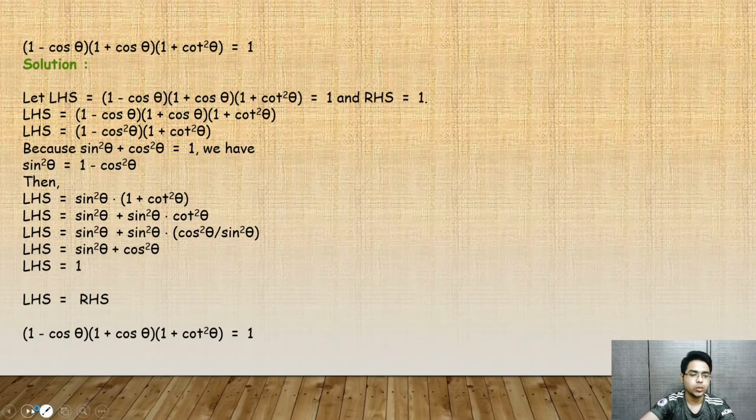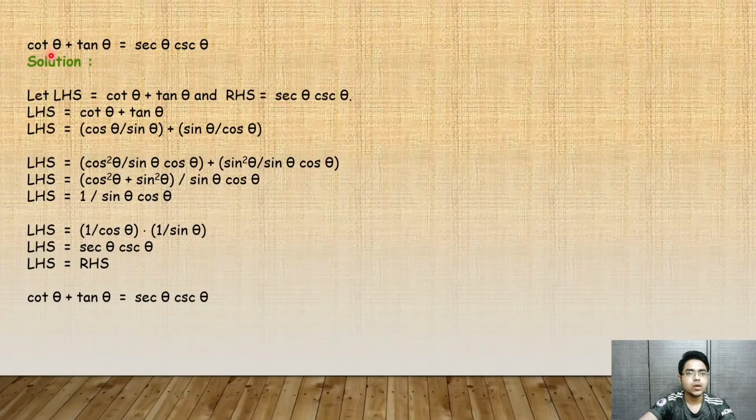So now moving to the next slide. Cot theta plus tan theta is equal to sec theta into cosec theta. Here CSC theta is equivalent to cosec theta. So in the solution, we will be getting LHS is equal to cot theta plus tan theta, and RHS is equal to sec theta into cosec theta. Now in LHS, we are going to convert it simply into sine and cos terms. So cot theta, we know the formula of cot theta is cos theta upon sine theta, and tan formula is sine theta upon cos theta.